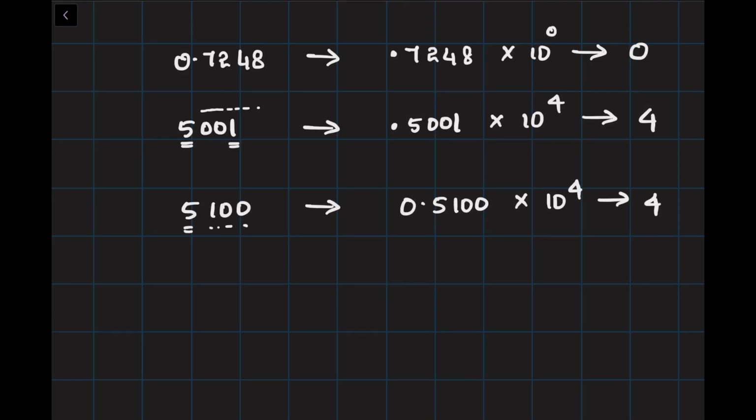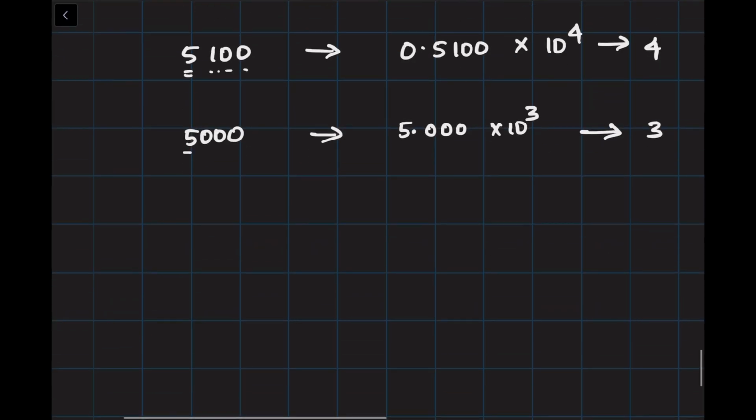In the number 5000, the left extreme number is 5 followed by completely 0. So this time you have to write it as 5 point, then write the remaining zeros, 000 into 10 to the power 3. The order of magnitude is 3. What if the number is simply 5? If the number is simply 5, then it is simply 5 into 10 to the power 0. The order of magnitude is 0.